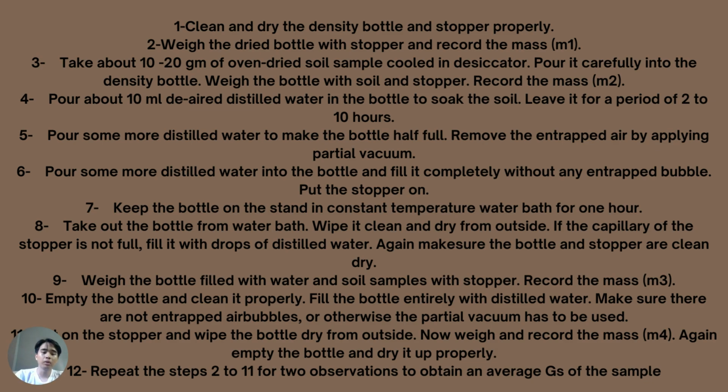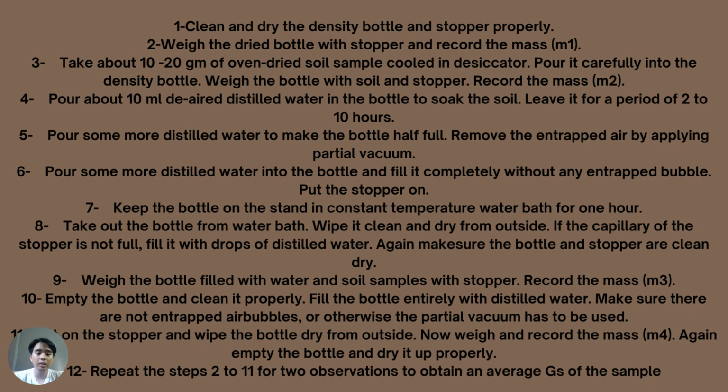8. Take out the bottle from the water bath, wipe it clean and dry from outside. 9. Weigh the bottle filled with water and soil sample with stopper. Record the mass and this time we label it as M3. 10. Empty the bottle and clean it properly. Fill the bottle entirely with distilled water. Make sure there are no entrapped bubbles, otherwise the partial vacuum has to be used. 11. Put on the stopper and wipe the bottle dry from outside. Now weigh and record the mass and label it as M4.